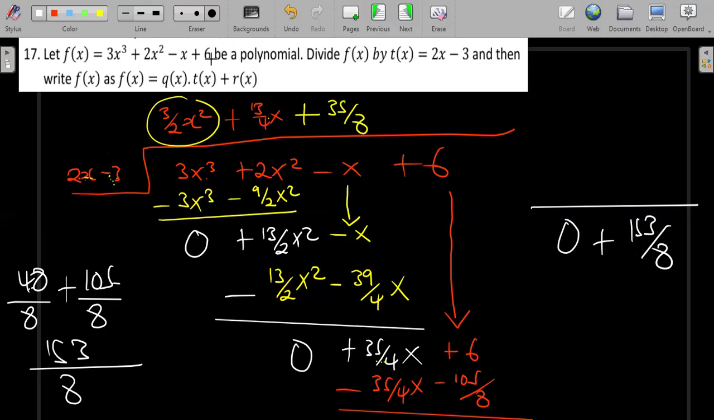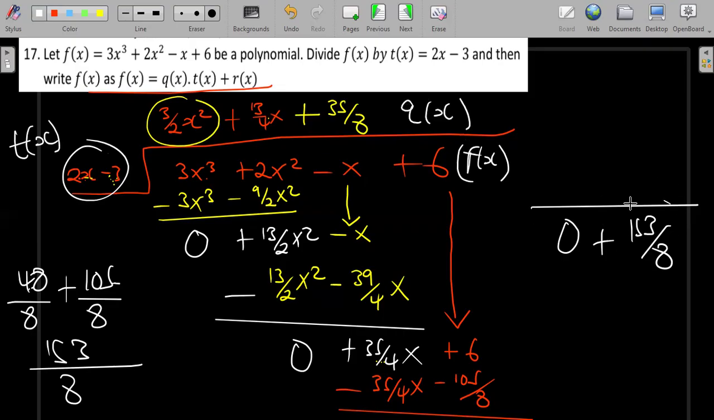Okay, so now let's arrange our answer in the format that they said here. Remember, what we have under this root here is our f of x. What we have here is our t of x. The answer that we get on top here is our q of x. And then the remainder, which is this one, is our r of x. So we can express our answer in the form that they wanted.